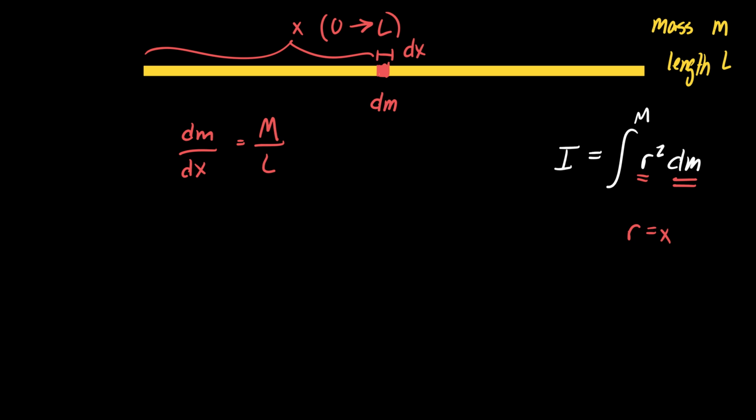Here's the caveat. So I just did a quick ratio here. You see that, right? The mass of a piece to the length of the piece equals the mass of the whole to the length of the whole. You follow so far?